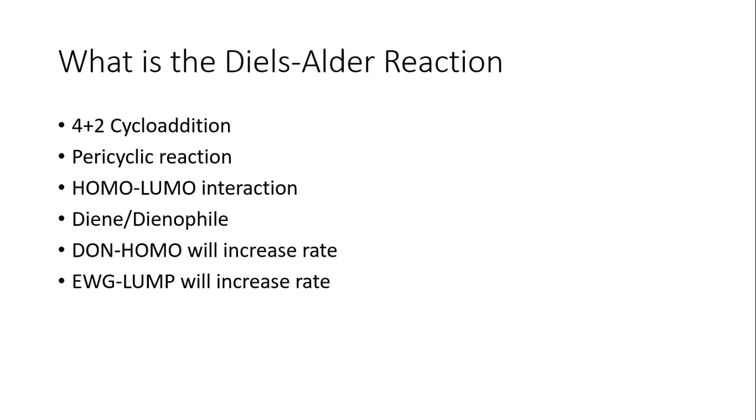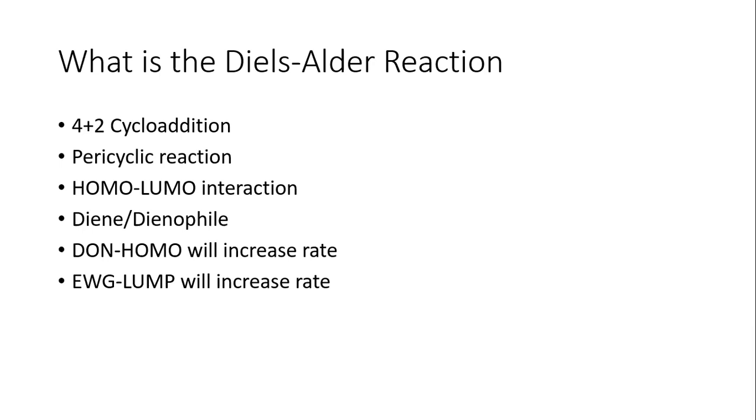So the Diels-Alder is what we call a 4+2 cycloaddition. We've seen that before. You have a 4-pi system and a 2-pi system that react together. It's what you call pericyclic. So it's in the same vein as a Cope rearrangement or a Claisen rearrangement, or one of those sigmatropic rearrangements where the electrons move over a specific set of atoms. So it's pericyclic. There is a HOMO-LUMO interaction. The HOMO of the diene and the LUMO of the dienophile interact.